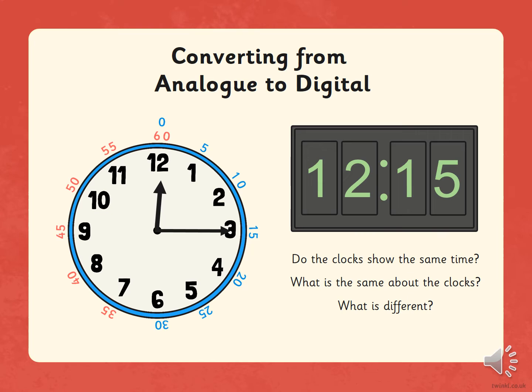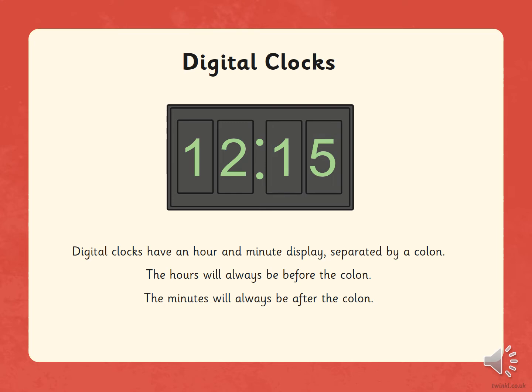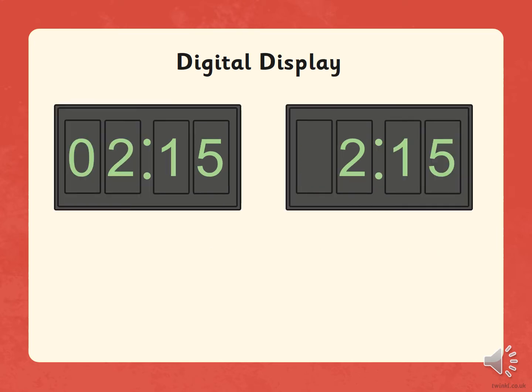Well, the analog clock is round and it counts in fives with hands. The digital clock goes up 1 minute at a time. On the right hand side is where the minutes are. Digital clocks have an hour and minute display, separated by a colon, the 2 dots in the middle. The hours will always be before the colon, so on the left, and the minutes will always be after it, so on the right. This time is 12:15. Digital display.